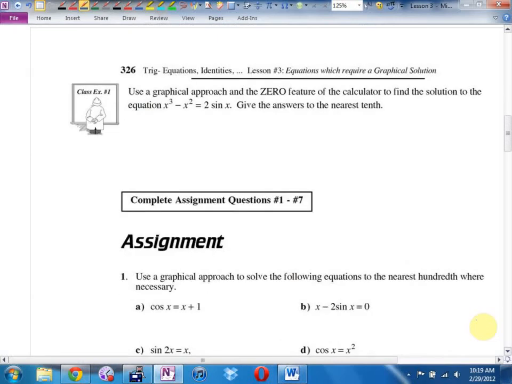So example 1 says, use a graphical approach and the 0 feature. No. Cross out and the 0 feature. Use a graphical approach of the calculator to find the solution to that, and give answers to the nearest tenth. Okay.